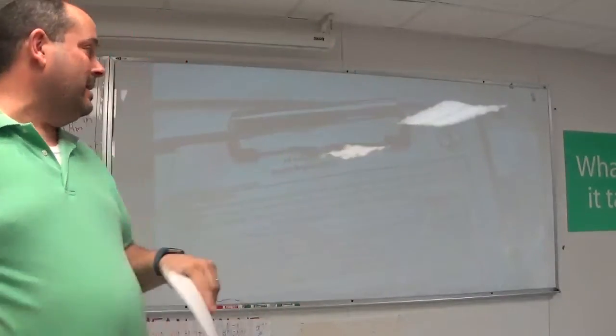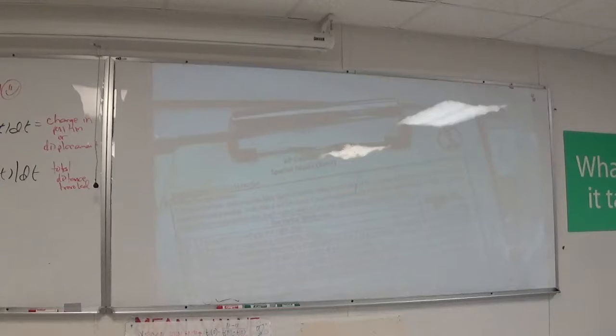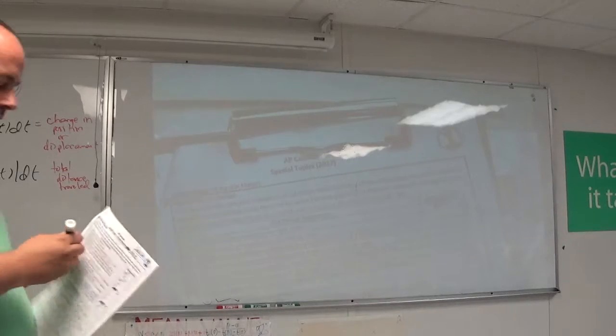Because oftentimes, on the AP exam, they'll do something like find the position, and if you write 5 plus the integral from 0 to t of v of t dt, even if you don't do anything else after that, you've already locked in a point because you're demonstrating an understanding of the calculus-physics connections. So I want to make sure these things are clear.